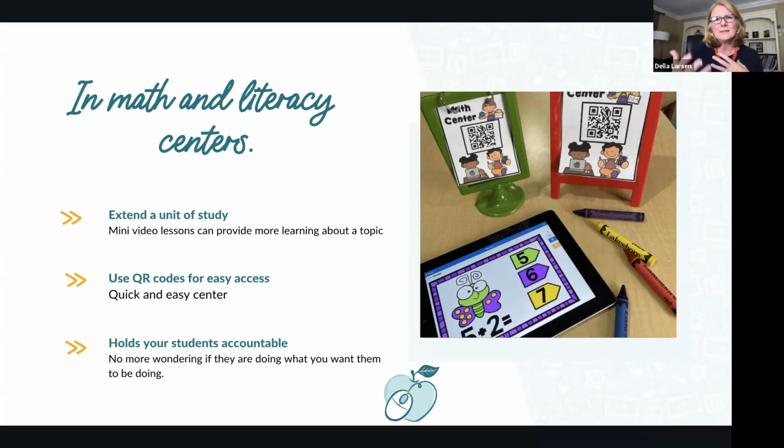Another way that I love to do centers with Boom is using a QR code. You can use the Fast Play pin or the Hyperplay link, take that link and go to a simple QR code creator. You put it in and it will give you the QR code. You can see it on the screen, and you just download that.